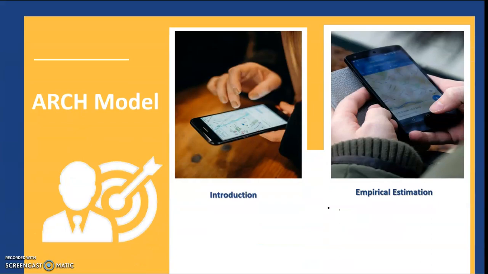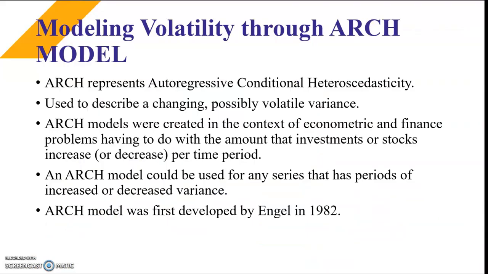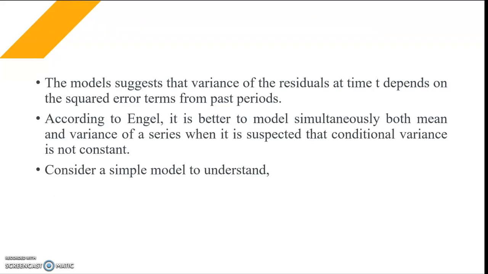This is the introduction of the ARCH model. ARCH represents autoregressive conditional heteroscedasticity, and these are used to describe a changing, possibly volatile variance. These models were created in the context of econometrics and finance problems having to do with the amount that investments or stocks increase or decrease per unit of time, per period of time. ARCH models could be used for any series that has periods of increased or decreased variance. And these models were developed by Engle in 1982.